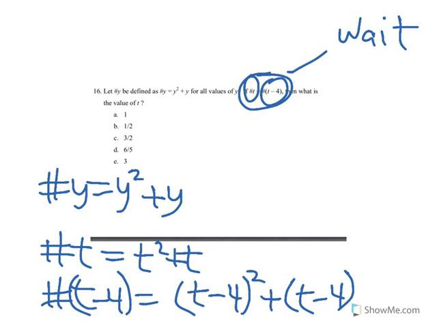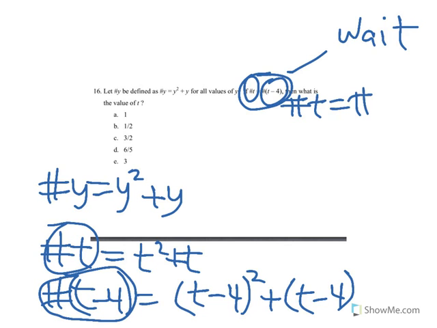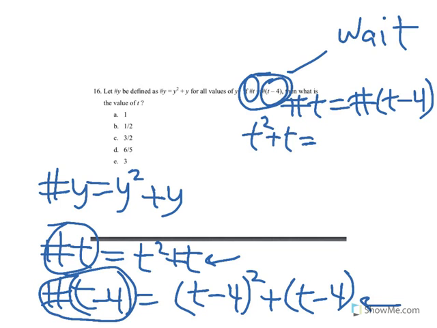Okay, now that we have unpacked pound t and pound of t minus 4, now we can go back and look at that equation that said pound t equals pound of t minus 4. Because now below each one, we're going to replace it with the version that didn't have a pound sign in it. So pound t, that really just means t squared plus t. And pound of t minus 4, that really just means t minus 4 squared plus t minus 4.